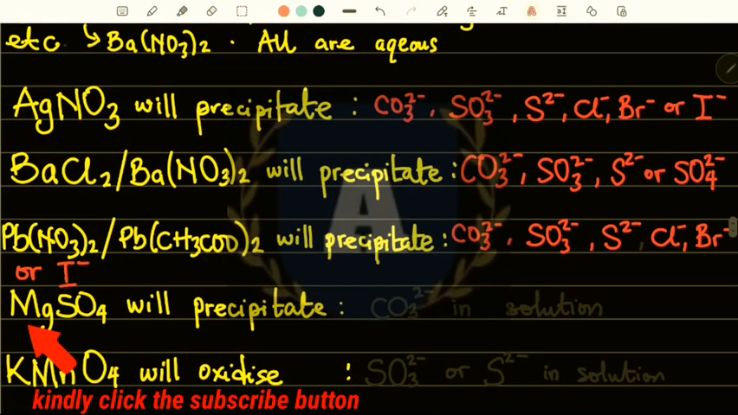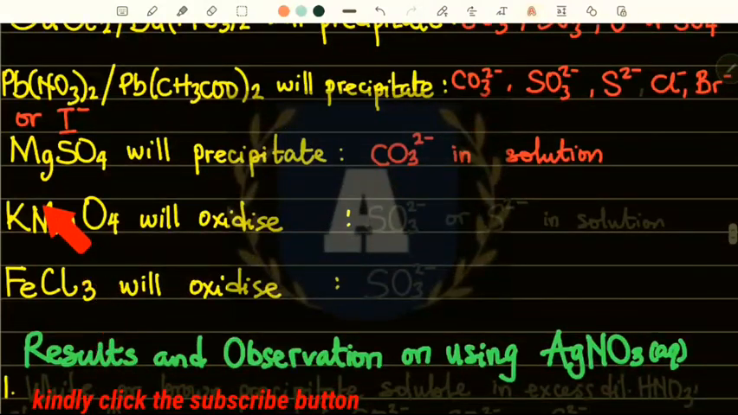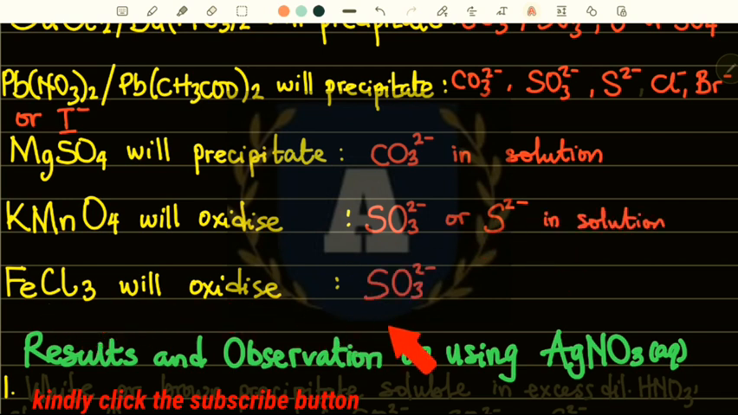But meanwhile, what will magnesium sulfate precipitate? Magnesium sulfate will precipitate trioxocarbonate 4 ion in solution. Then what would potassium permanganate, or potassium tetraoxomanganate 7, precipitate? It will precipitate this in solution. What will iron 3 precipitate? It's going to precipitate this. So let's put that into consideration.